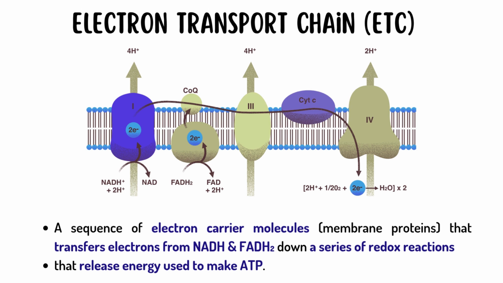Now, let's explore the electron transport chain. In this stage, several electron carrier molecules in the inner membrane of the mitochondrion pass electrons from NADH and FADH2 through a chain of redox reactions that release energy.